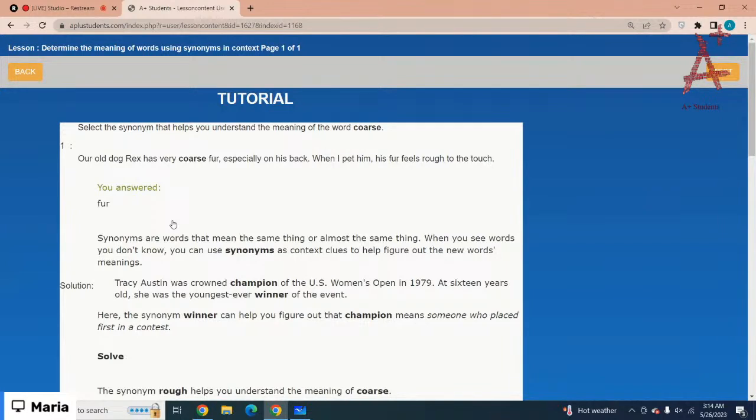If you see words you don't know, you can use synonyms as context clues to help figure out the new word's meaning. Like in the sentence, our dog Rex has very coarse fur, especially on his neck and on his back. When I pet him, his fur feels rough to the touch. So basically here coarse means rough. Got it?